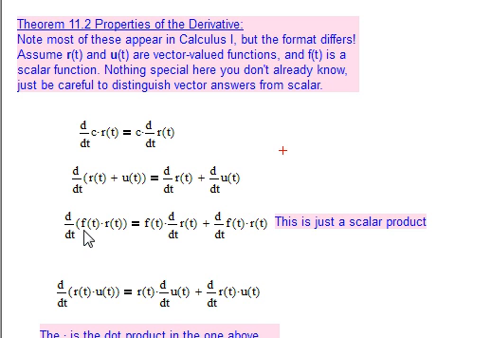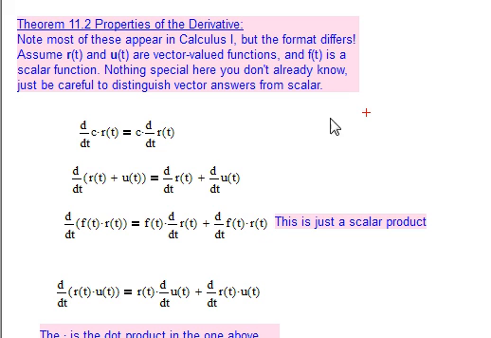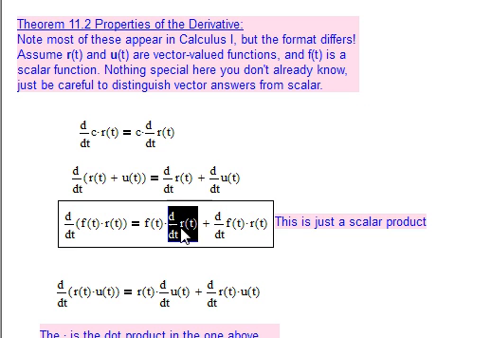Now this is interesting. This is a scalar function times a vector valued function, and the derivative of that product is the scalar function times the derivative of the vector valued function plus the derivative of the scalar function times the vector valued function. So that's a scalar product, but nonetheless the product rule holds.